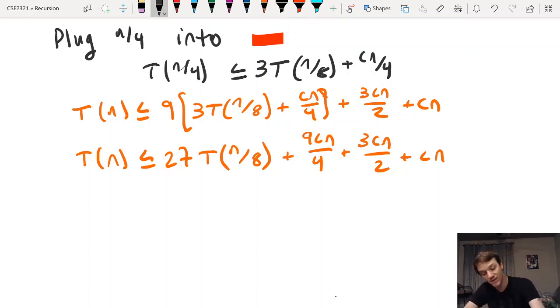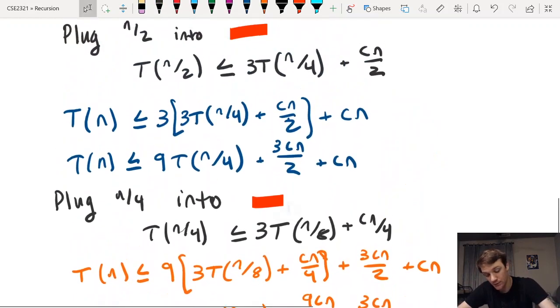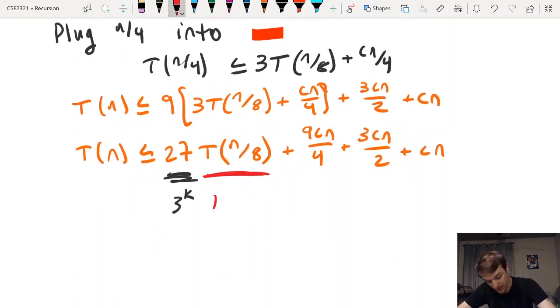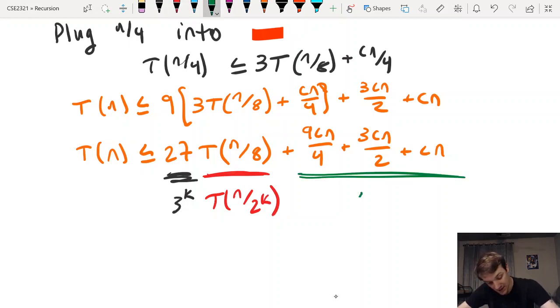I'm going to go through this a little bit faster than before because we've seen some of this before. The coefficient out front is the exact same pattern. That's 3 to the k. The stuff inside of T looks like n over 8, n over 4, and n over 2, so that looks like T of n over 2 to the k. And then for the last 3 terms, we have a summation. We can write that as before, the sum from i equals 0 to k minus 1, and the term looks like 3 to the i times c times n all over 2 to the i.